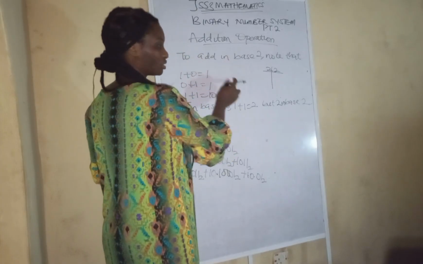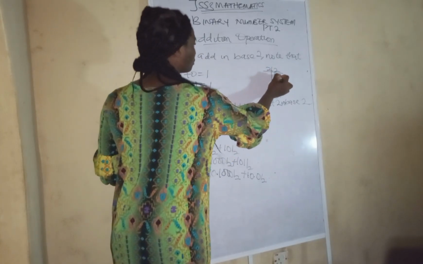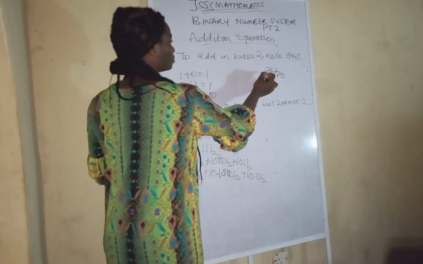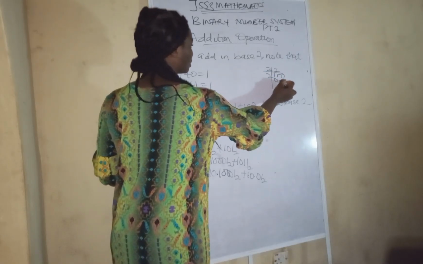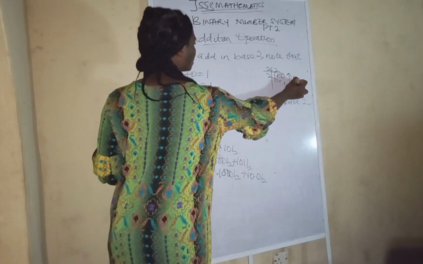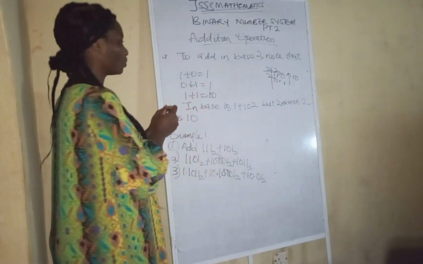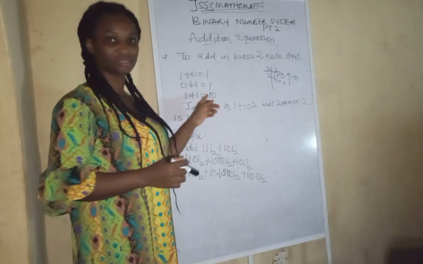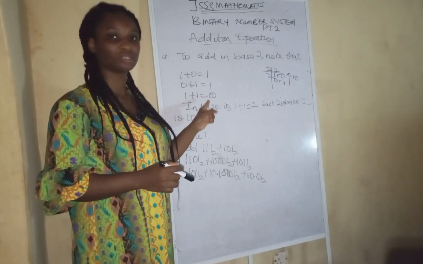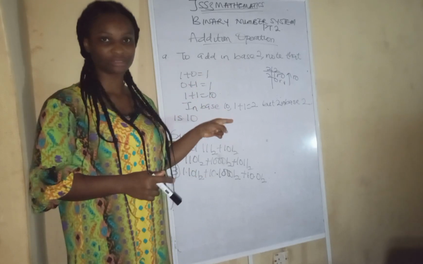This one is in base 2 now. 2 divided by 2 is 1, and then that's 0 remainder. 1 divided by 2 is impossible, so it's 0 remainder 1. So that's why we got 10. Whenever you see 1 plus 1, it is not 2 in base 2. It is 10. I mean 1 plus 1 in base 2 is 10.